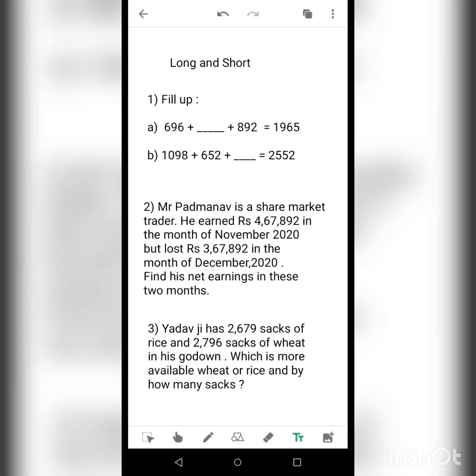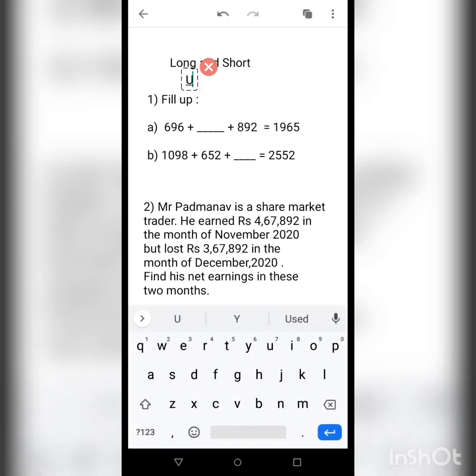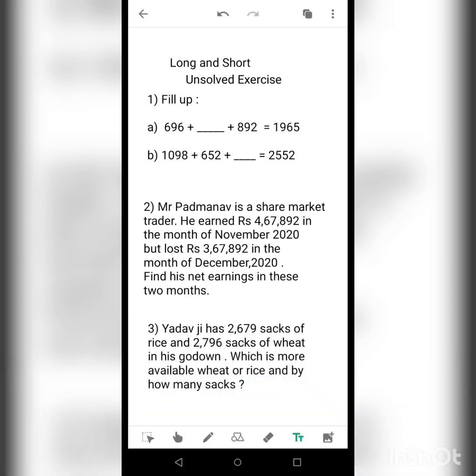Today, long and short, we'll have all unsolved questions. So, basically, there are many questions, 6 questions are there, and all are unsolved exercise. We will begin with fill up.